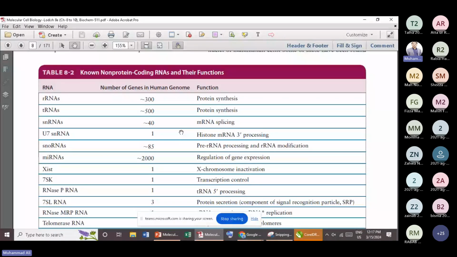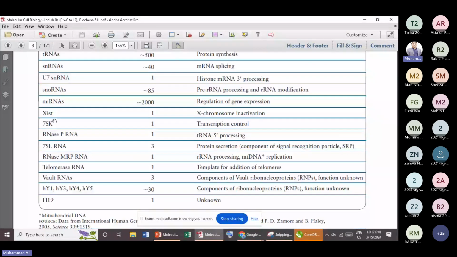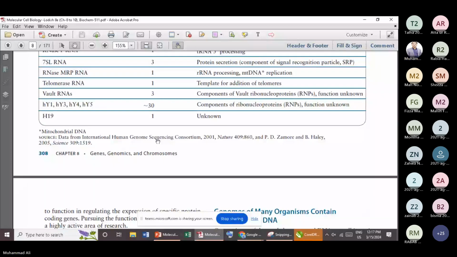Again, the non-protein coding RNAs and their function. These are some of the RNAs that are not coding for the protein, that are not meant to code for the protein. Like the ribosomal RNA, almost 300, and transfer RNA, small nuclear RNA, U7 small nuclear RNA, miRNA. So there are different names. You can just read, and you don't need to memorize.